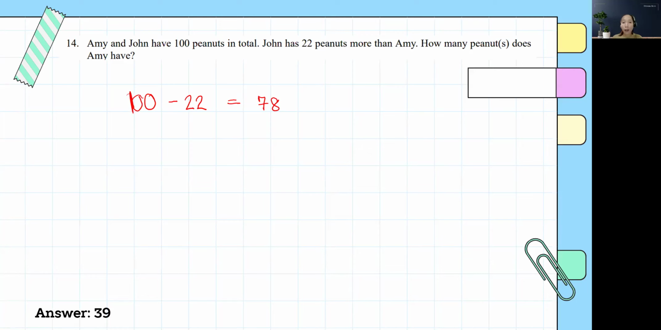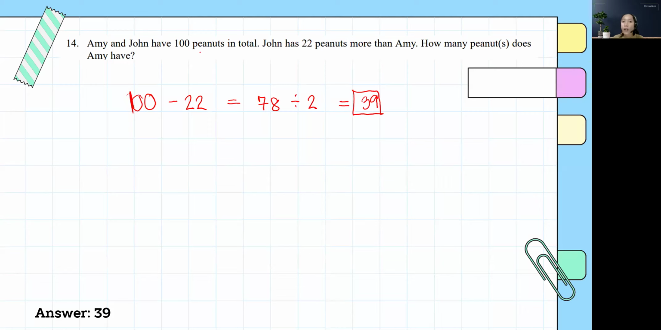So that is the amount now for John and Amy, in equal amounts. So we need to divide it by 2. 78 divided by 2, so that we have the amount for Amy. The amount for Amy is a number that, when you multiply it by 2, you'd get 78. That would be 39. All right, because 39 plus 39 is 78, or 39 times 2 is 78. So we have here 39 as our answer.